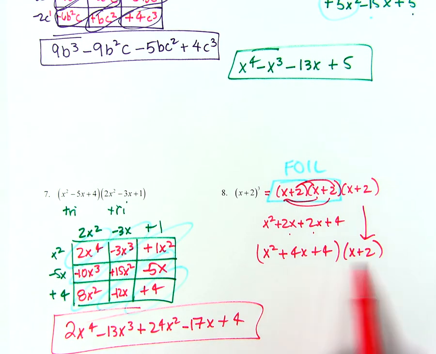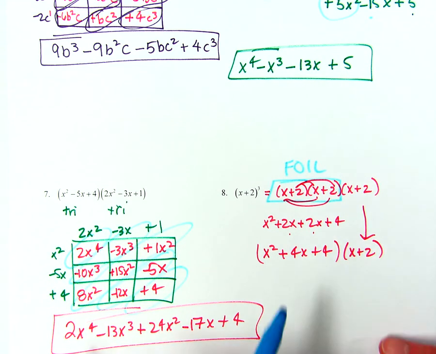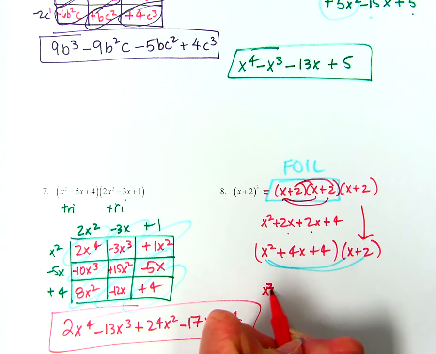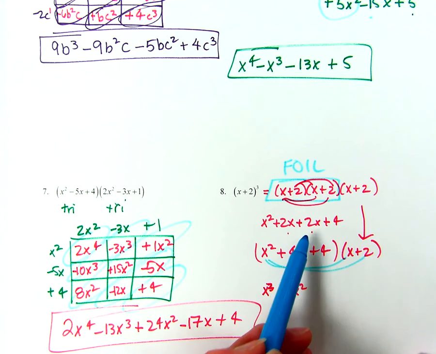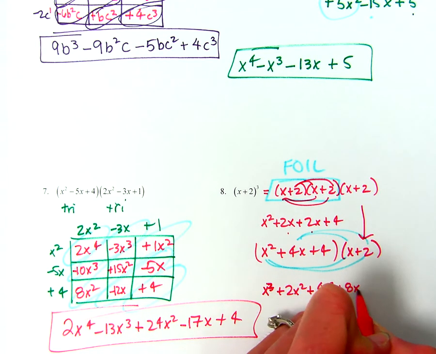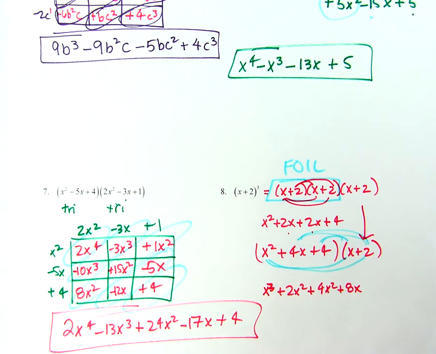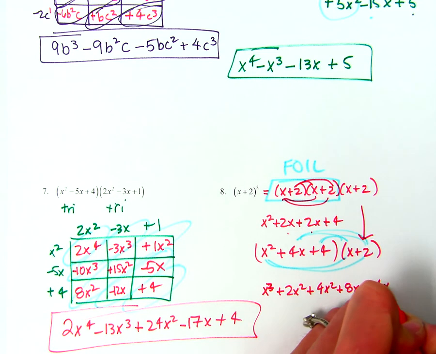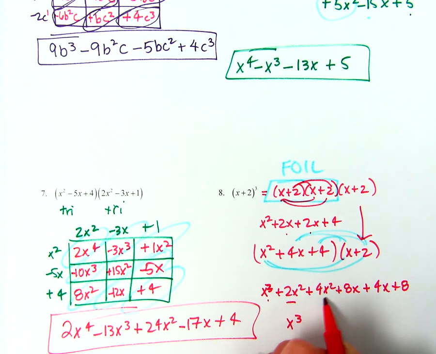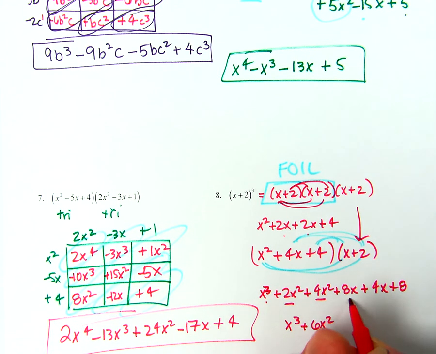So now I'm just going to do this times this. And you can choose, do you want to use the box method or do you want to just distribute? So let's just distribute. So I'll do x squared times everything. So I have x cubed plus 2x squared. Then I'm going to do 4x times everything. So I have 4x squared plus 8x. And then I'm going to do 4 times everything. So that's 4x plus 8. And then finally I'm going to add all my like terms. So I've got x cubed, I have 6x squared, I have 12 x's, and I have just an 8.